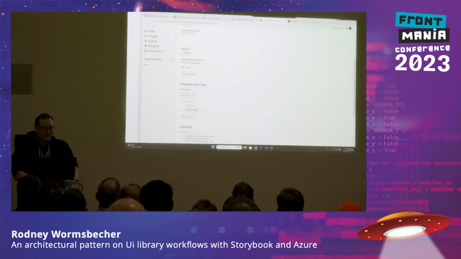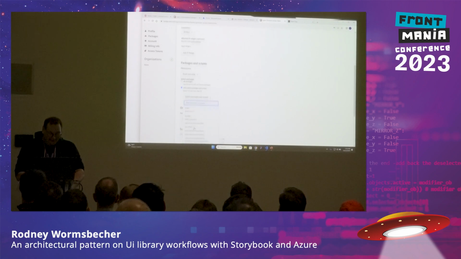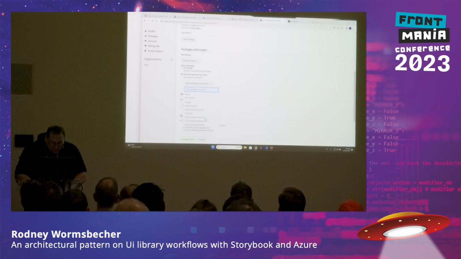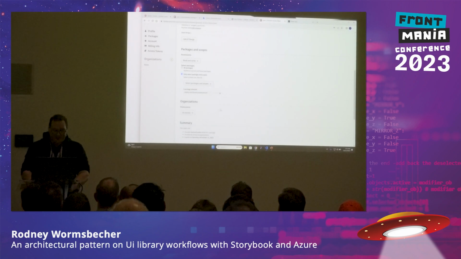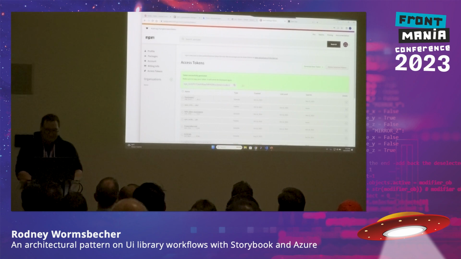So I want to have a read and write package, and I want to do it only for one package. And the Git repository that I was using was called Storybook 4. Yeah, the package. Generate token. Do save this one.